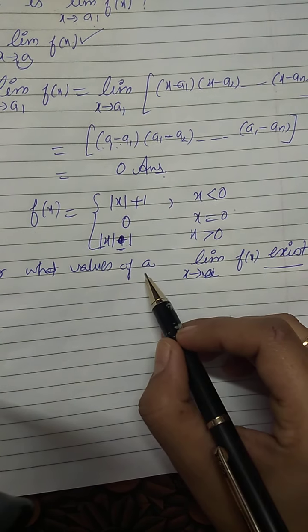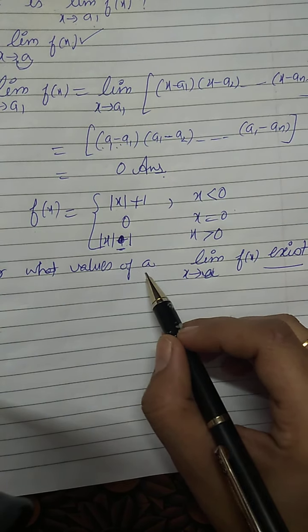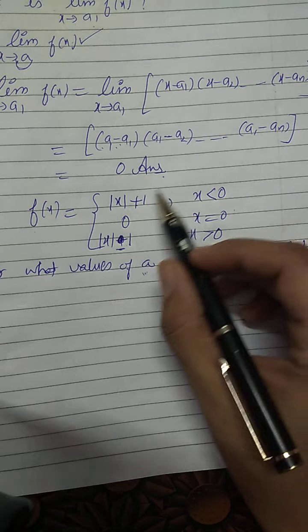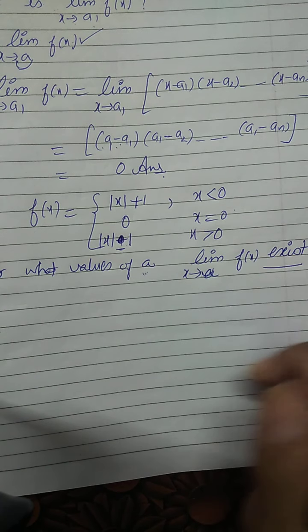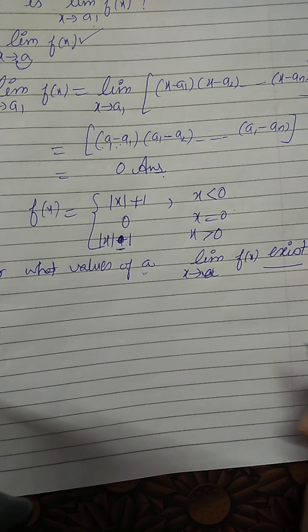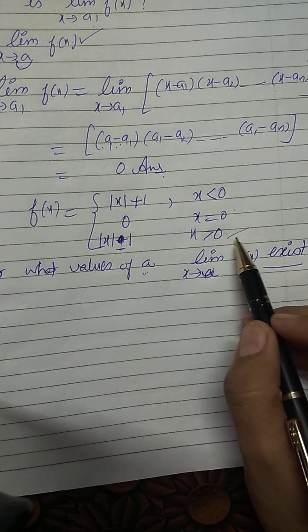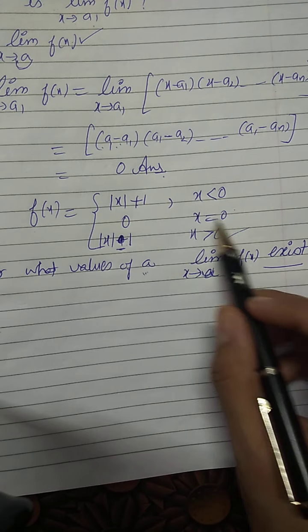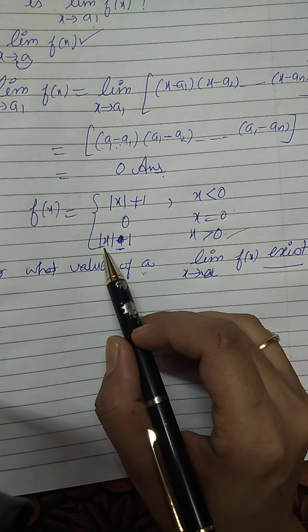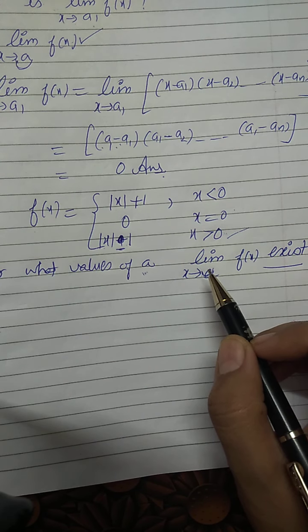When a is a negative real number, we have the function mod x plus 1. I will calculate the limit. Definitely I will get the answer. Second, I will consider the case when a is a positive real number. For all positive real numbers, we have this function. Then also the limit will exist. We will see that, we will do it also.